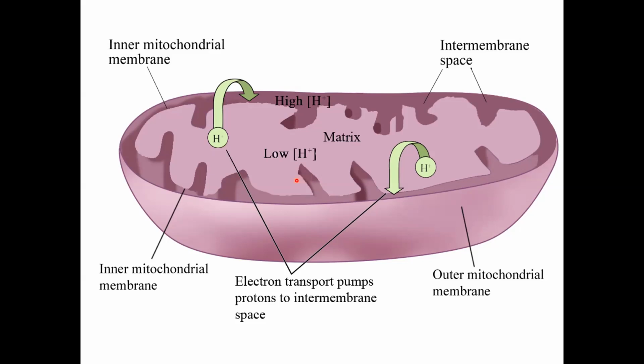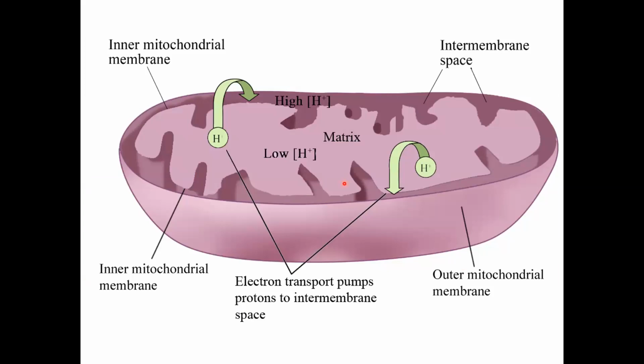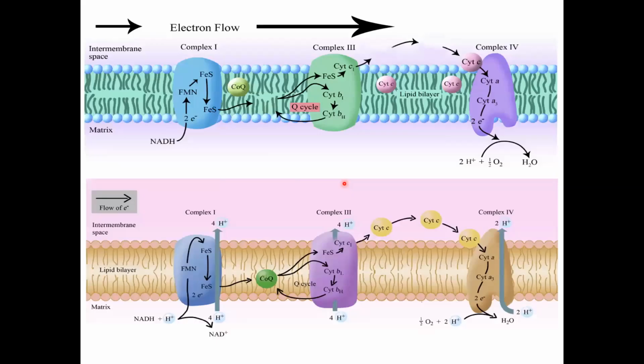So protons cannot really readily pass through this membrane unless, essentially, there are two ways that they can pass through. One of those ways is if the membrane's damaged. The other way is through a transport protein, and that's what I'm going to talk about right now. So how can protons pass through?